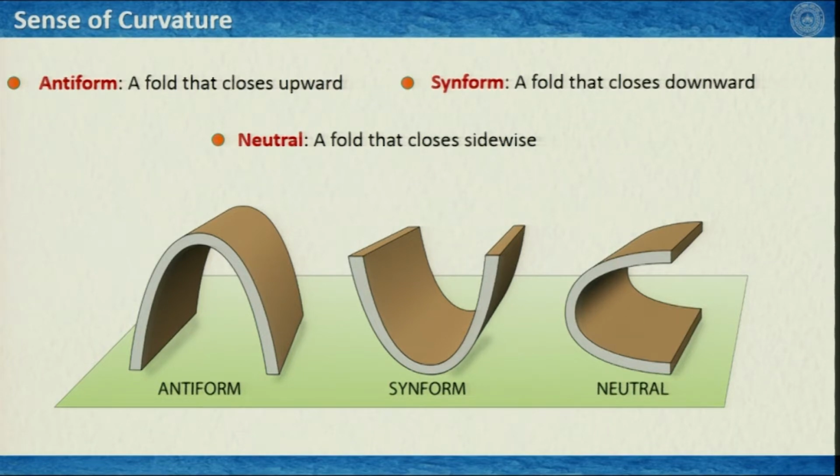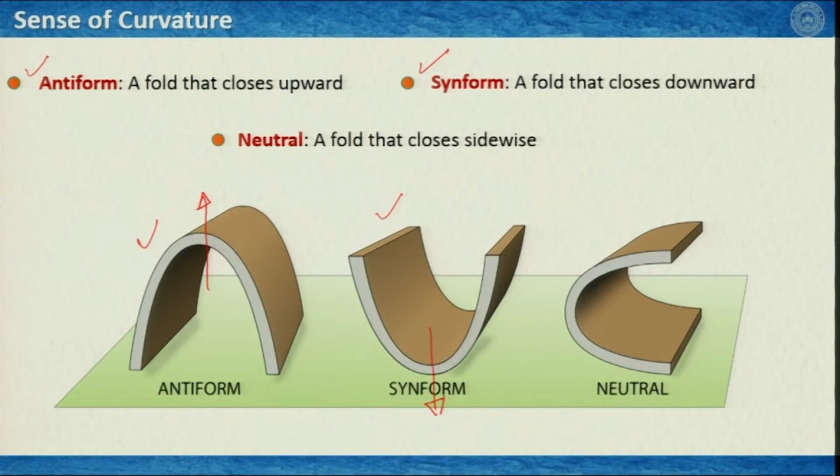These two terms we have learned already in the previous lecture. One is antiform and another is synform, and they are given in these two illustrations. We learned in the previous lecture that an antiform is a fold that closes upward. As you can see here, this fold is closing upward, so this is an antiform. This fold is a synform because it is closing downward.